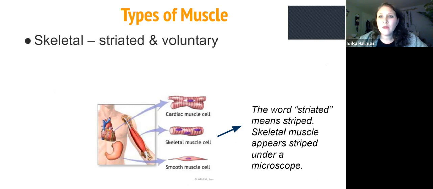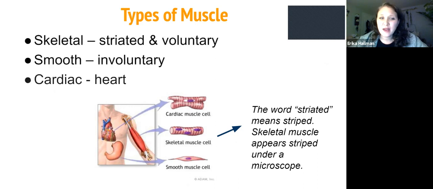As a very quick review for those students who have had Anatomy 1 and a brief introduction for those AP Bio students joining us for Anatomy 2, there are three different types of muscle. There's skeletal, smooth, and cardiac. Skeletal is going to be striated, which means it has perpendicular stripes. It's under voluntary control of our nervous system, whereas smooth is going to be involuntary. It's more controlled by our autonomic nervous system.